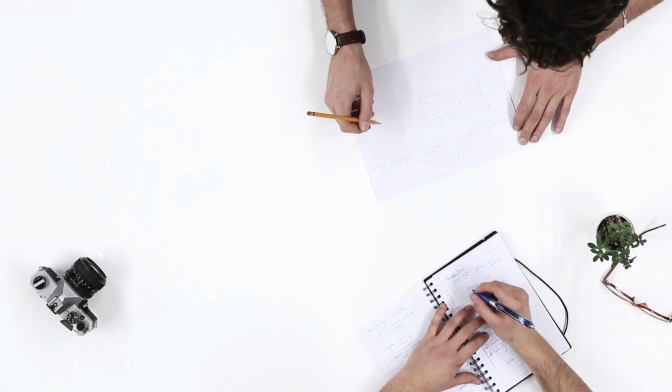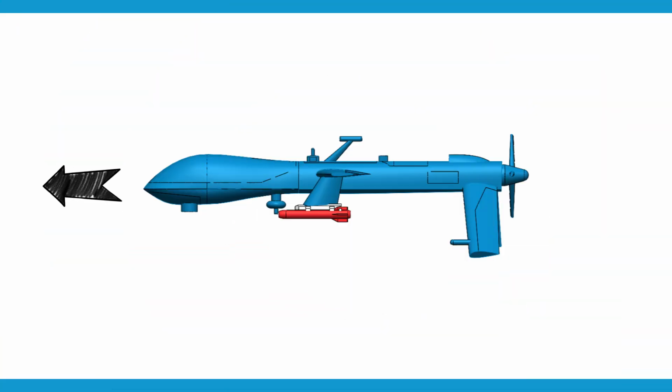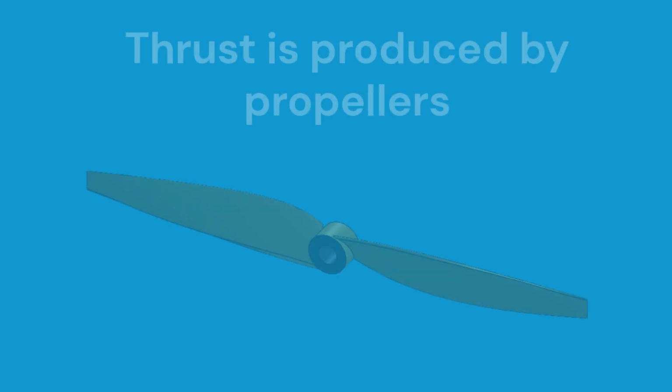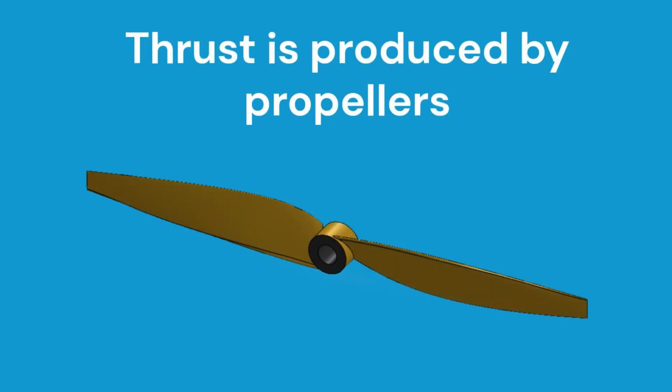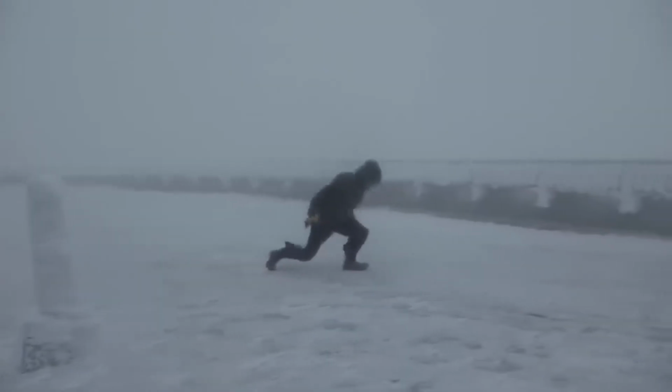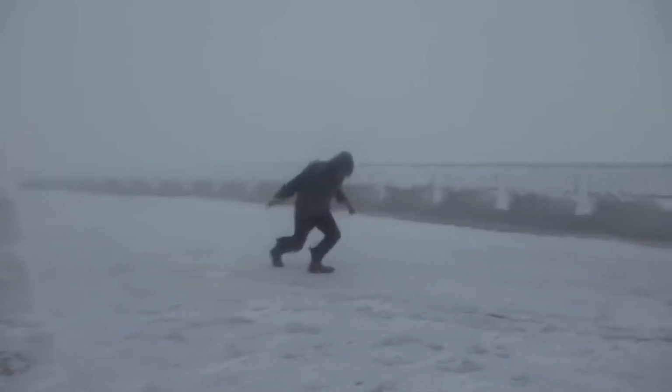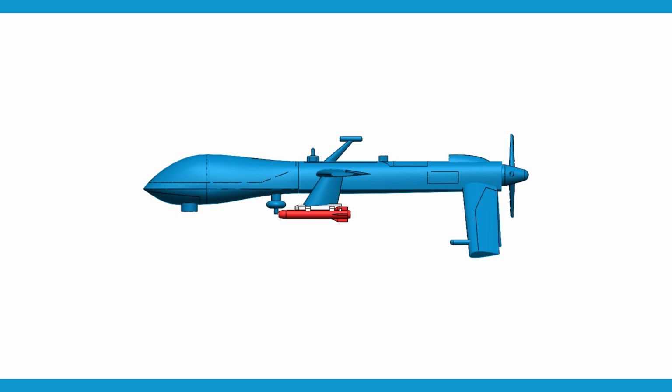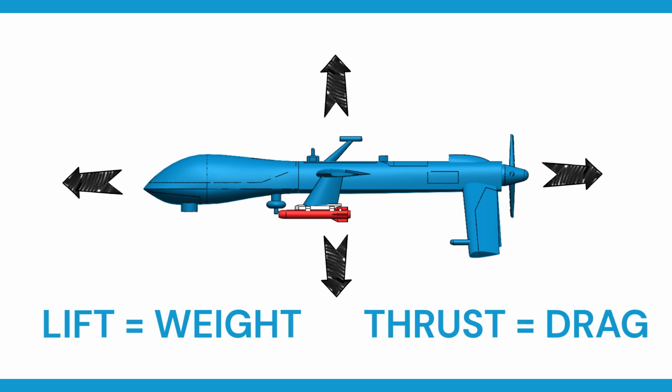Now let's talk about thrust. Thrust is the forward force that propels the drone. It is also produced using propellers. Finally, we have drag. Drag is the resistance the drone faces as it moves through the air. It is like the wind pushing against you when you run. Drones need to balance these four forces to fly smoothly.